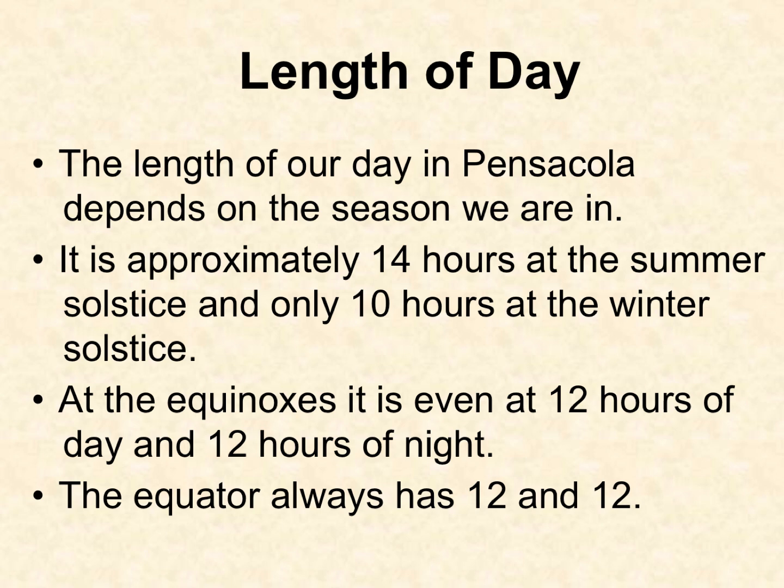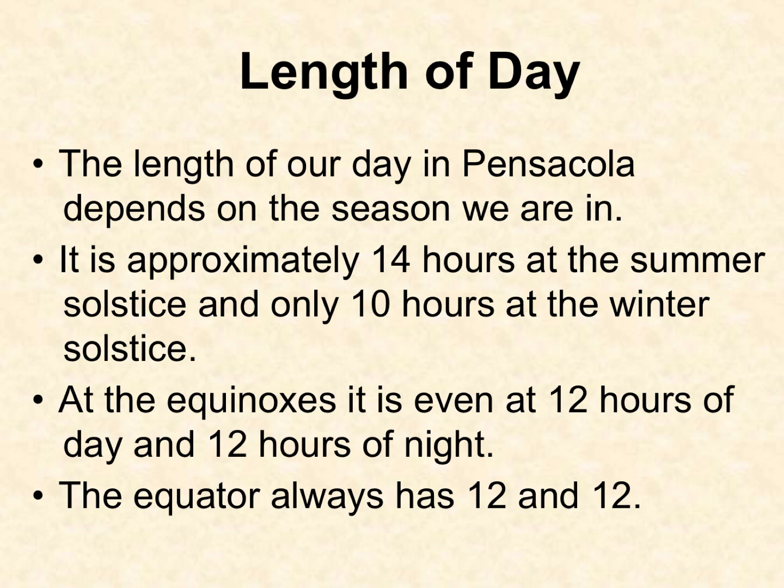Have you ever noticed that in the summer, it gets light out really early in the morning, but it also stays light well into the night? Whereas in the winter, the sun comes up later and sets earlier? A day is always 24 hours, but the number of hours of daylight changes. In Pensacola, we get about 14 hours of light during the summer and only 10 hours of darkness. It's reversed in winter. At the spring and fall equinoxes, we get exactly 12 hours of day and 12 hours of darkness. The equator always gets 12 and 12.